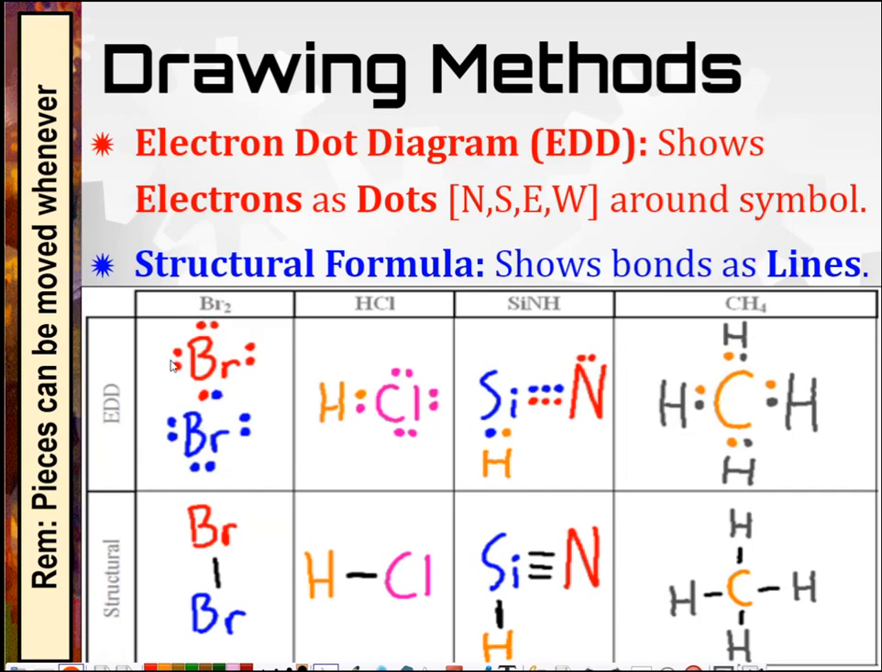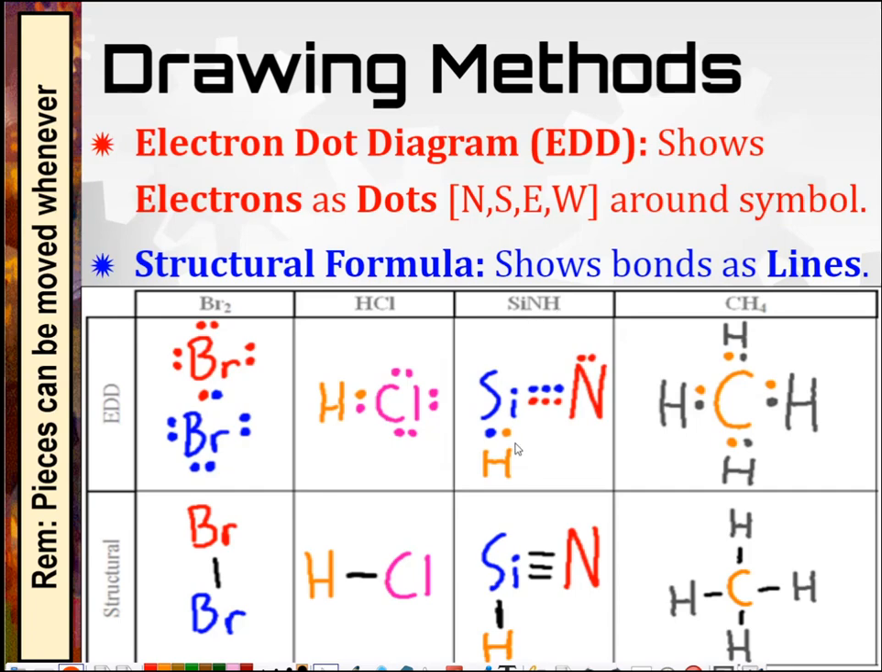If I count around my bromines, 1, 2, 3, 4, 5, 6, 7, 8, it's great. Both of these bromines are happy. There's 1 line in between them because there's 2 multicolored dots that they share. So 2 shared dots, 1 line. Here you've got hydrogen. Hydrogen only has 2 dots, but it only needs 2 dots, and the chlorine has its normal 8. Again, a single bond between them.